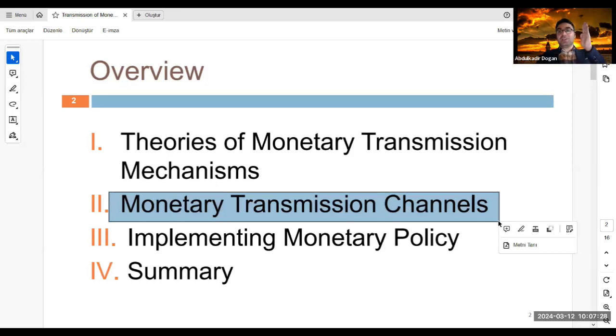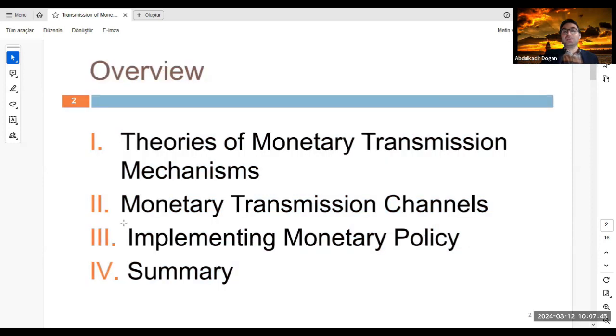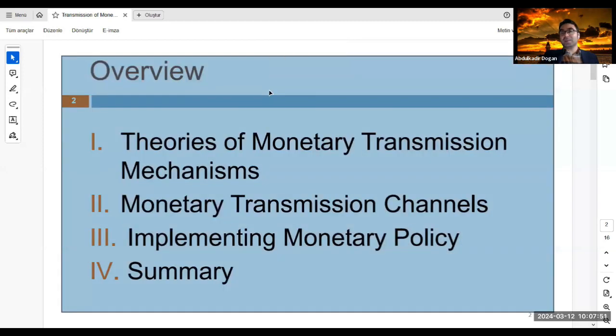Think interest rate is here, inflation is here. From here to here, there are 4 channels to affect the inflation via the interest rate changes. Those channels are called monetary policy transmission channels. While doing so, we will focus on the implementation of the monetary policy as well. Then we will cover the summary of the topics.